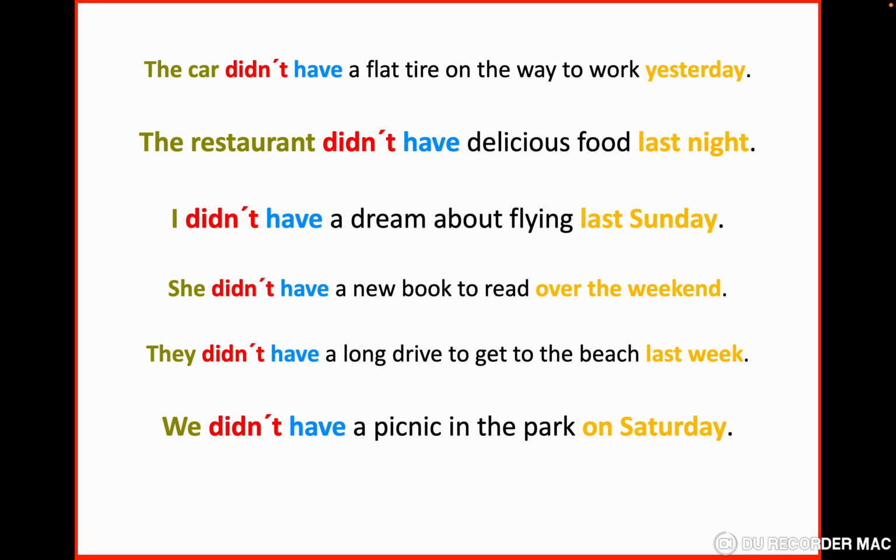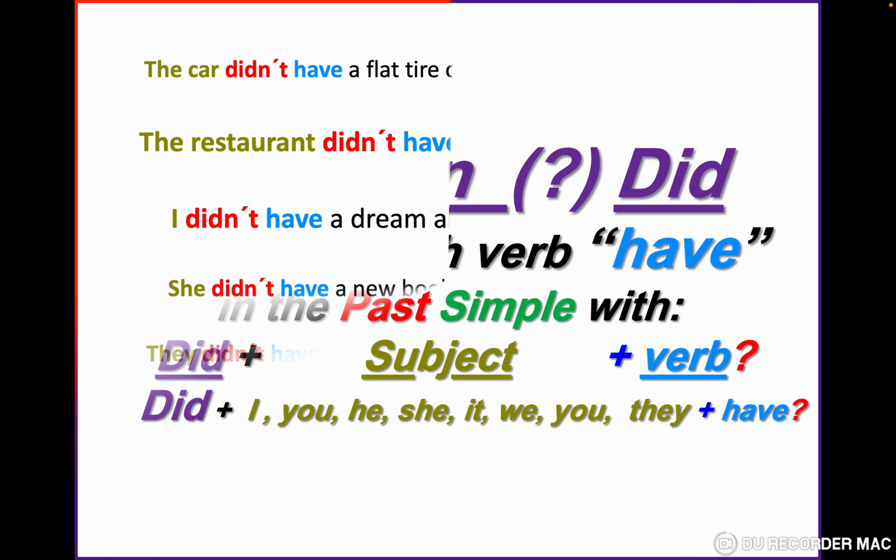Let's see these sentences in the negative form. The car didn't have a flat tire on the way to work yesterday. The restaurant didn't have delicious food last night. I didn't have a dream about flying last night. She didn't have a new book to read over the weekend. They didn't have a long drive to get to the beach last week. We didn't have a picnic in the park on Saturday.